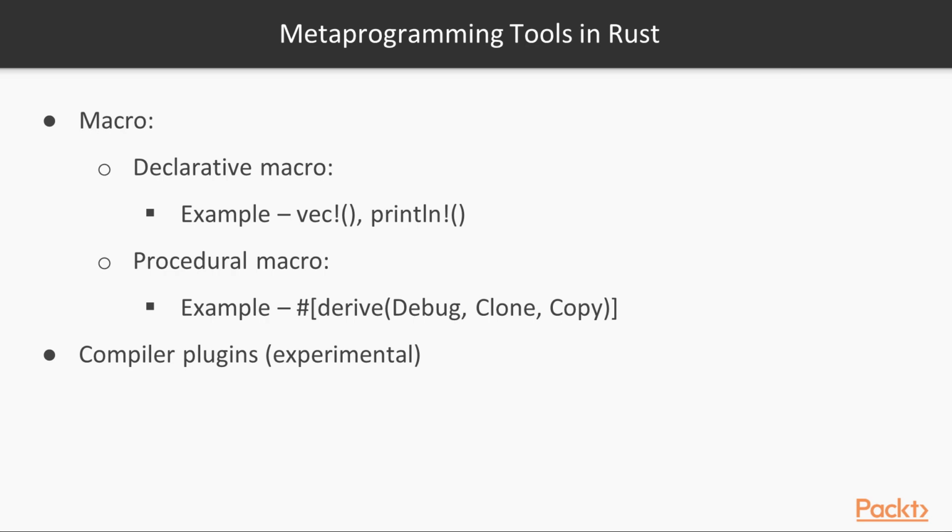Macros also have two variations: declarative and procedural. Declarative macros are like functions, but they can do much more than normal functions. Procedural macros are the derived syntax we talk about. They help you implement traits automatically. There's also a more advanced way of hacking directly into the compiler itself, called compiler plugins. But they are highly unstable and might be removed in the future version of the language.